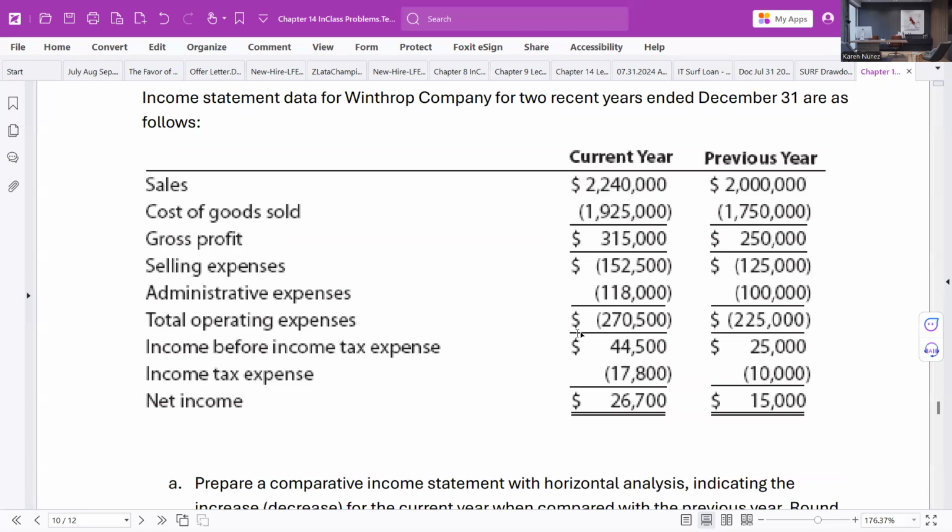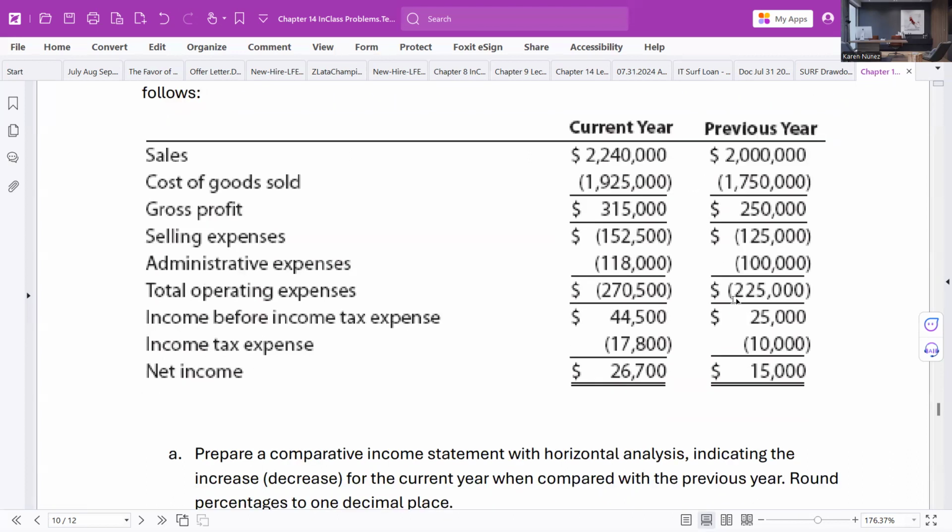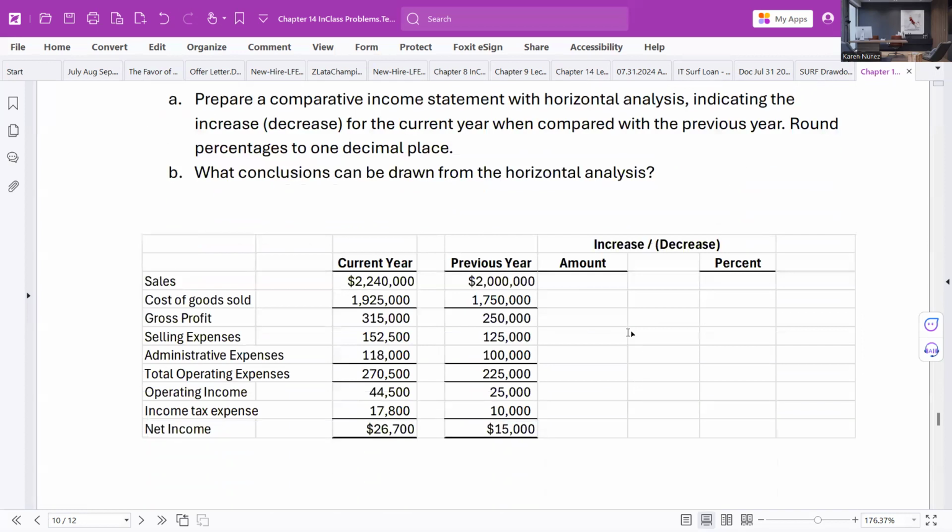So we've already got the format of the income statement. We've got the current year. We've got the previous year. All we need to do is set it up so that we can calculate the amount of the increase or decrease, as well as the percent of the increase or decrease. So let's see, I can fill that in here. If we take the 2,240,000 minus the 2 million, what that tells us is that we've got an increase of $240,000, right? 2,240,000 minus 2 million is $240,000.